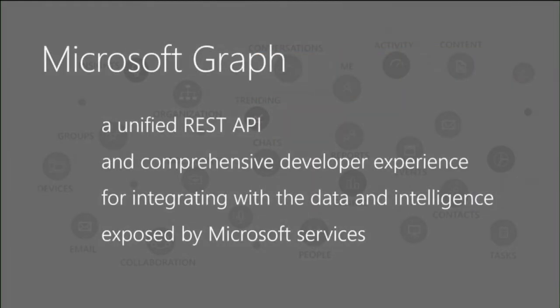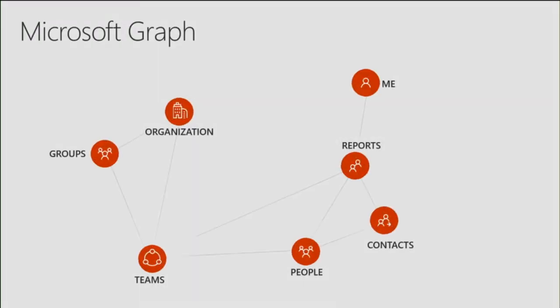So what is the Microsoft Graph? If we were to provide a textbook definition, we'd call it a unified REST API and a comprehensive developer experience for integrating with the data and intelligence exposed by Microsoft services. What does this actually mean?